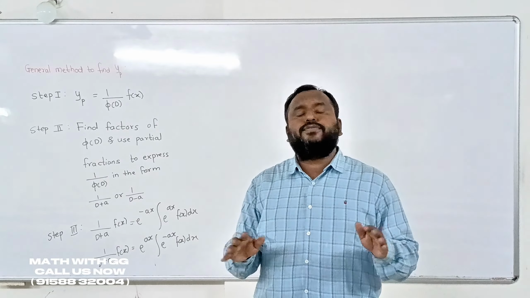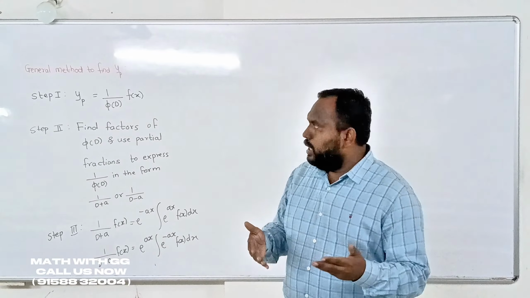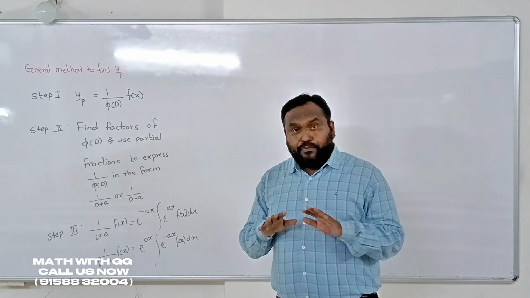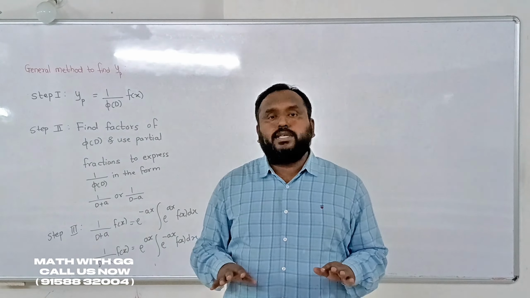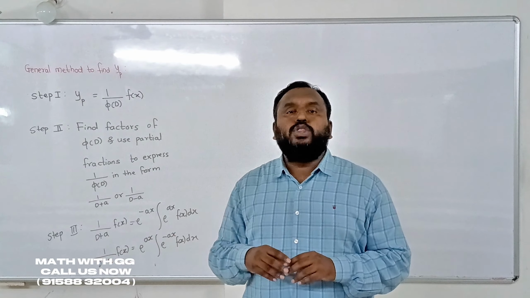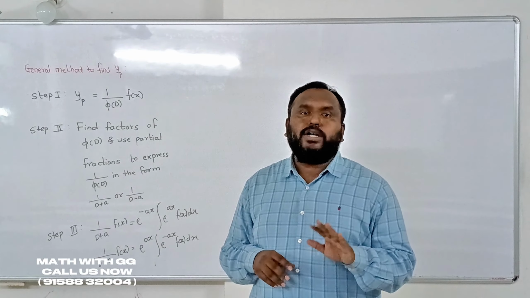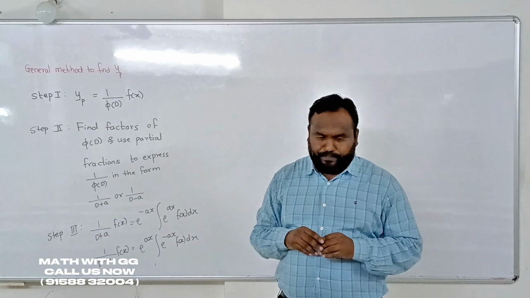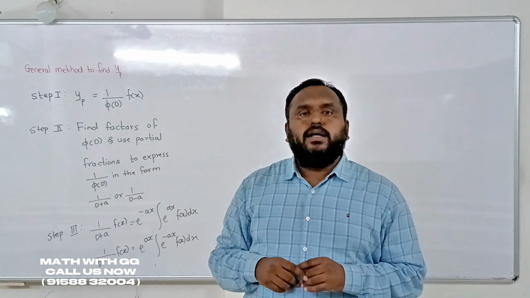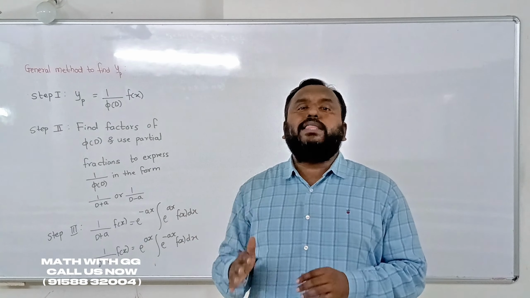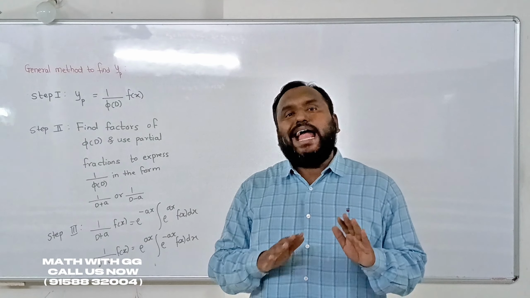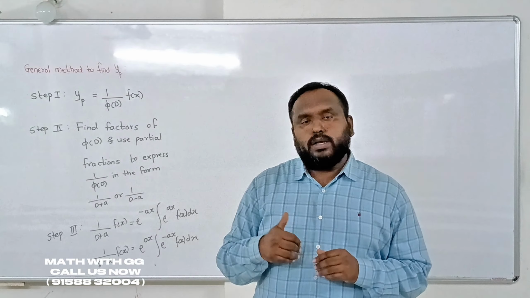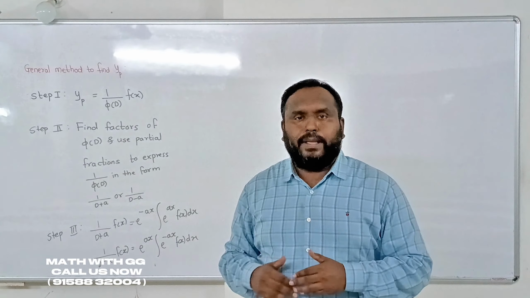There are 6 types of shortcut methods that depend on the value of f of x. If the value of f of x is not from those 6 shortcut types, then we have to use general method to find YP. I'll again repeat: if the shortcut method is not applicable, then and only then use general method to find YP. So let's start with the general method.